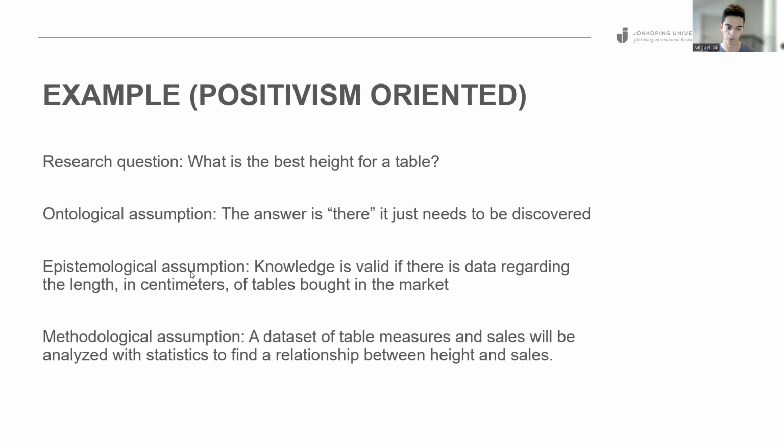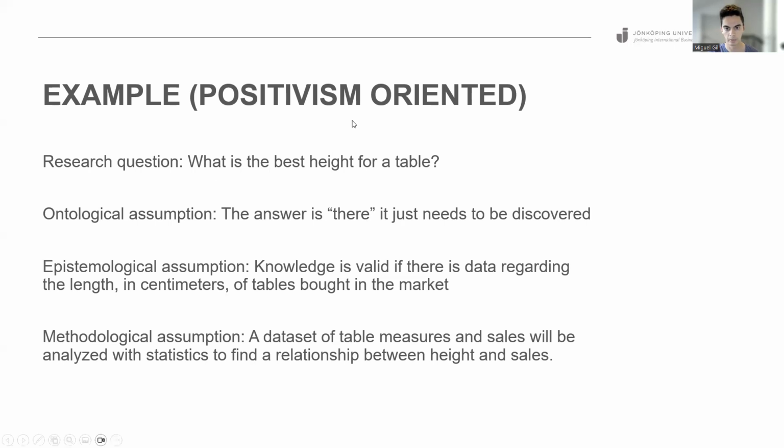So for epistemology, you construct knowledge based on very objective data. And for the method, you can do several things. For example, here the suggestion is to use a data set of different tables and sales, and maybe you do a regression model, statistics, and then you say, okay, the best is this. This is the best height based on sales, based on height of the population. It's a very objective answer from the positivist point of view.